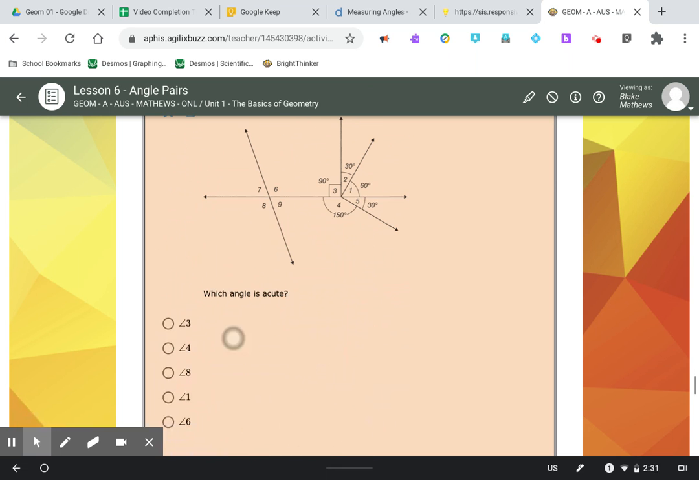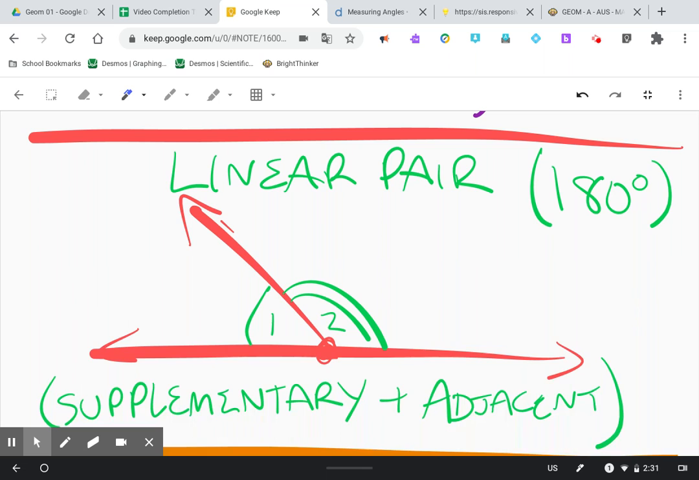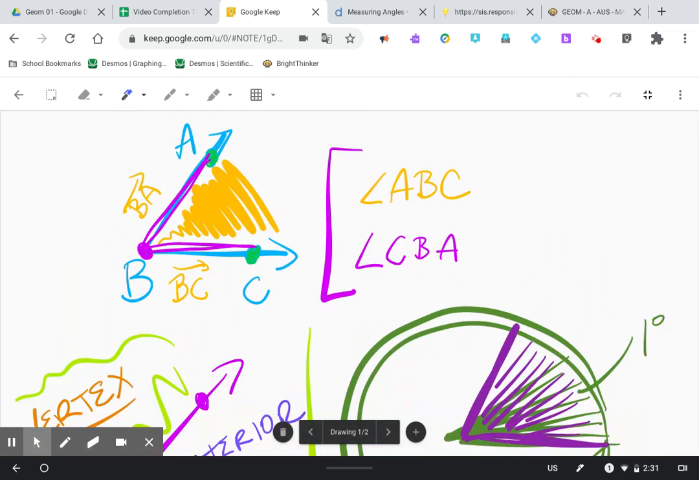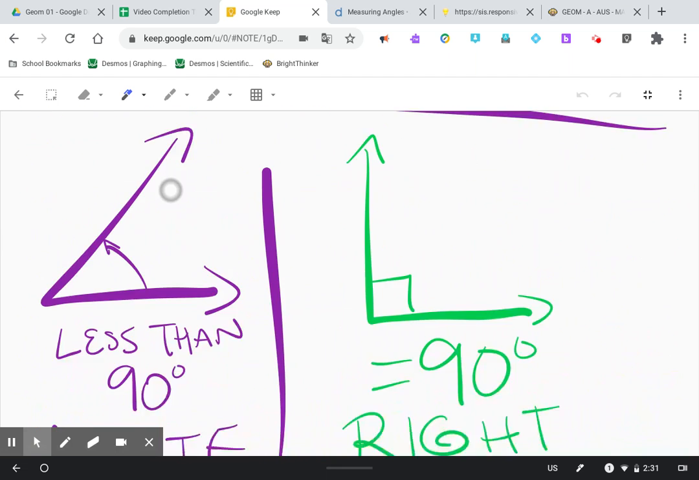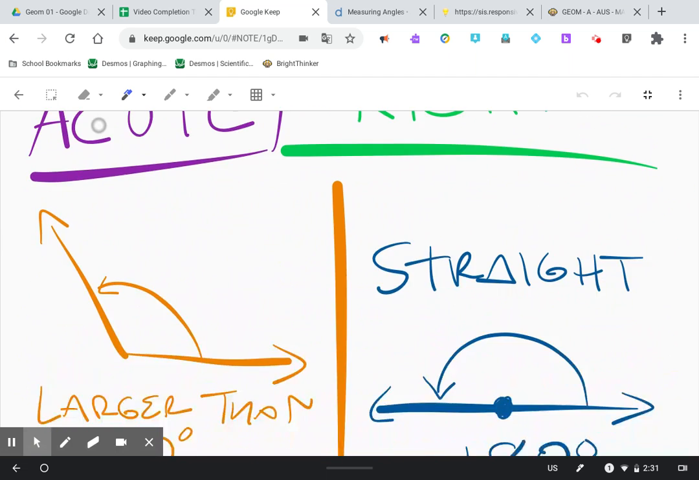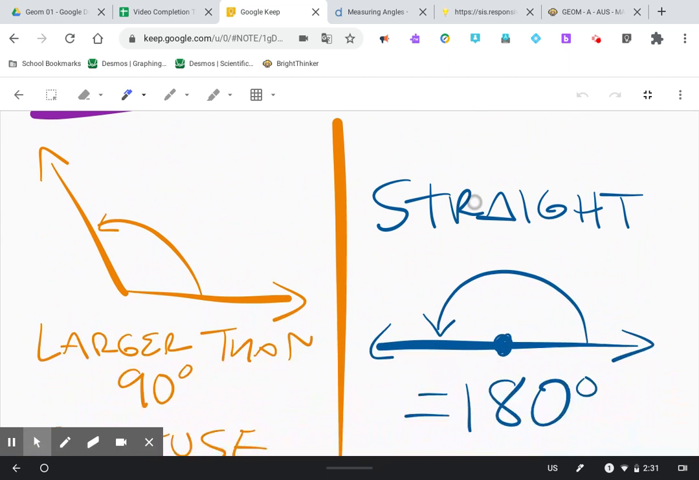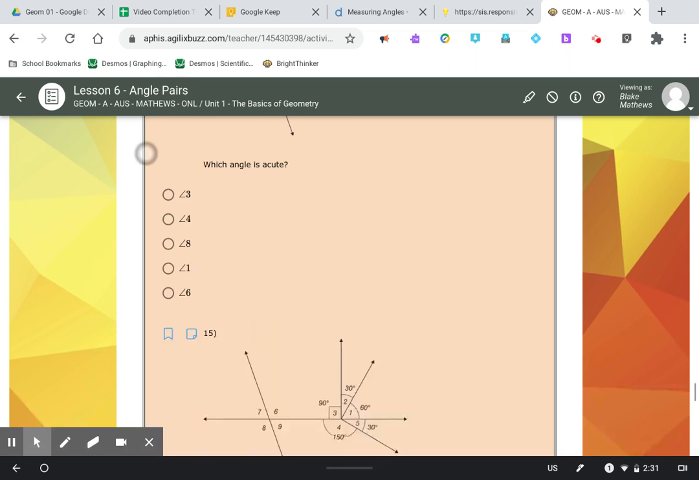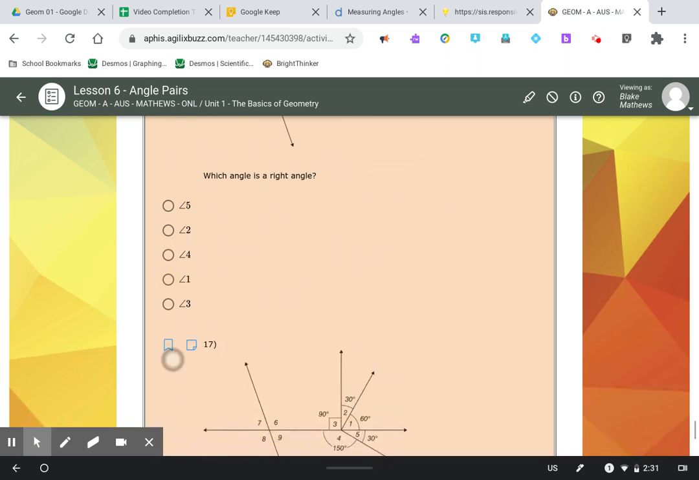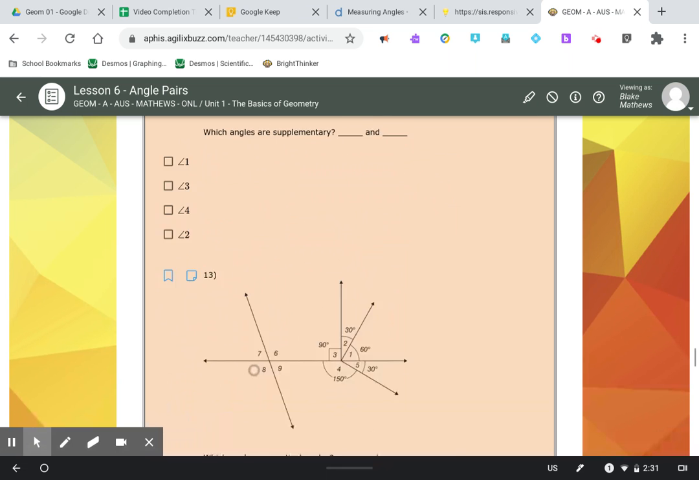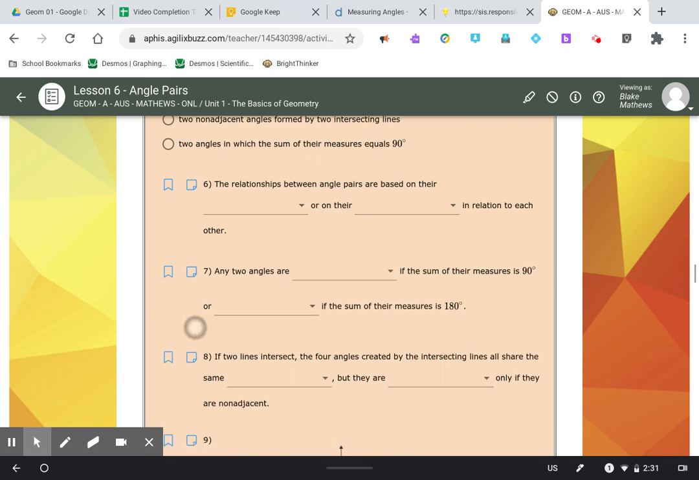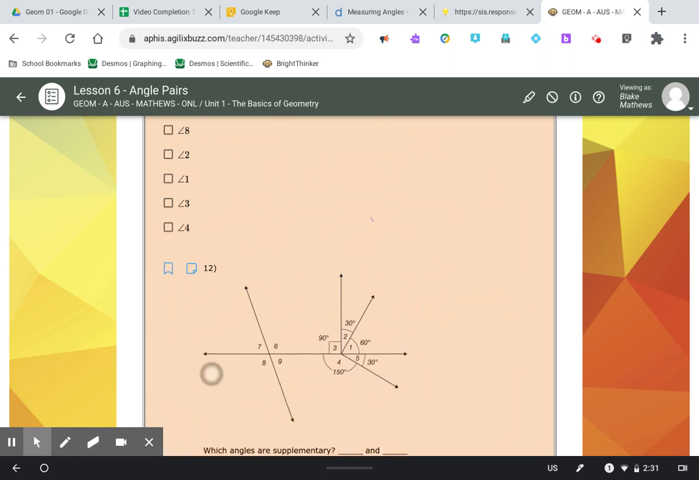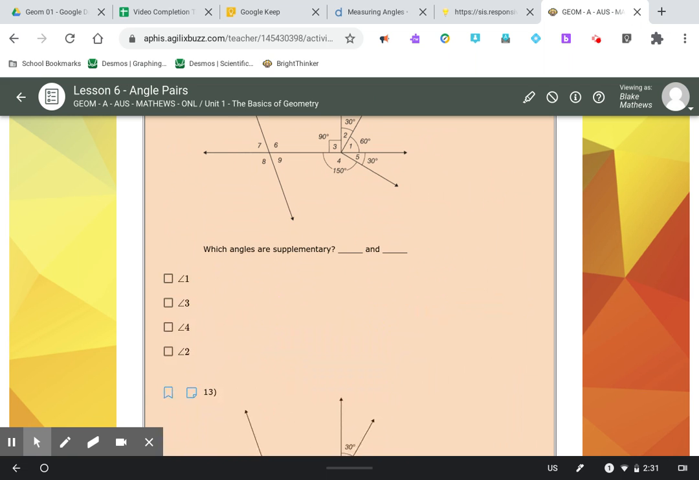Which angle is acute? Okay, that is going to go back to the notes from the previous lesson. Acute. Right. Obtuse. Straight. Find angles that fall into those categories. And look, obtuse, right, straight. They ask you everything. They ask you one question about each type. So I'm telling you, you should be able to find an example of each one of those in this lesson.